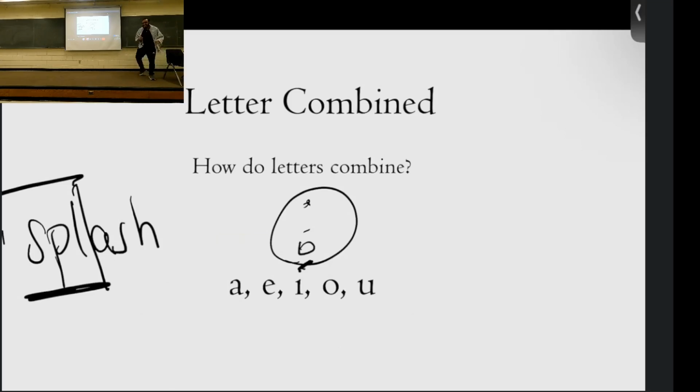So basically, you need the vowels to actually combine the letters. In Arabic, what do we have? We have fatha, kasra, dhamma.